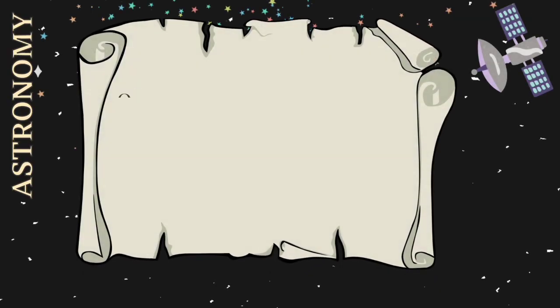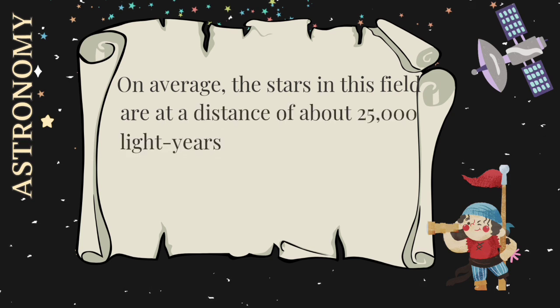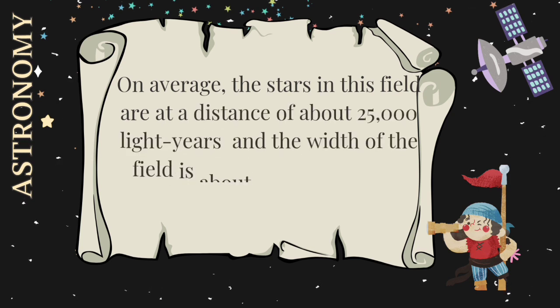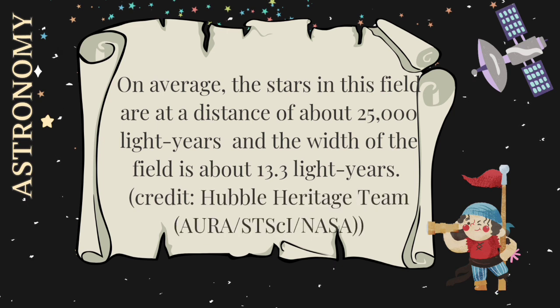On average, the stars in these fields are at a distance of about 25,000 light years, which means it takes light 25,000 years to traverse the distance from them to us. And the width of the field is about 13.3 light years.